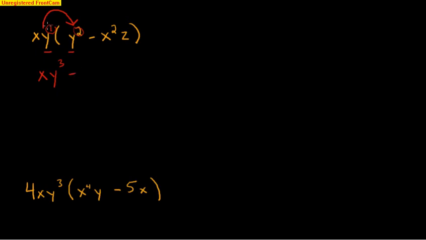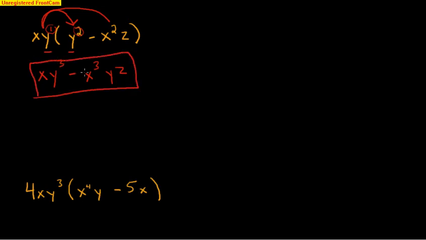Next term, xy times negative x squared z. We would end up with negative x to the third y z. This is the simplified form of this.